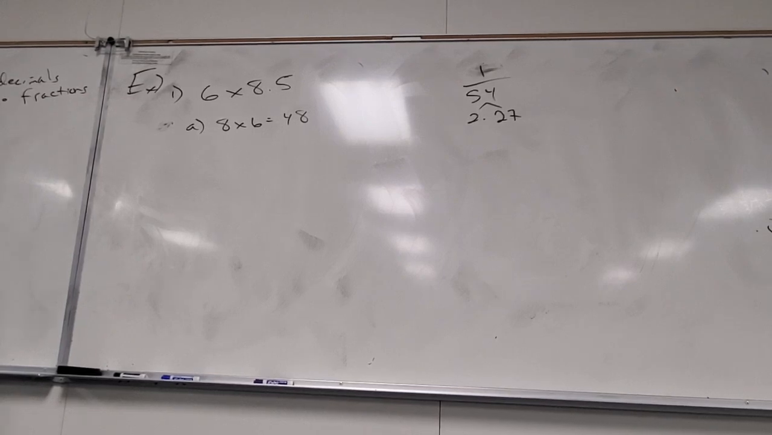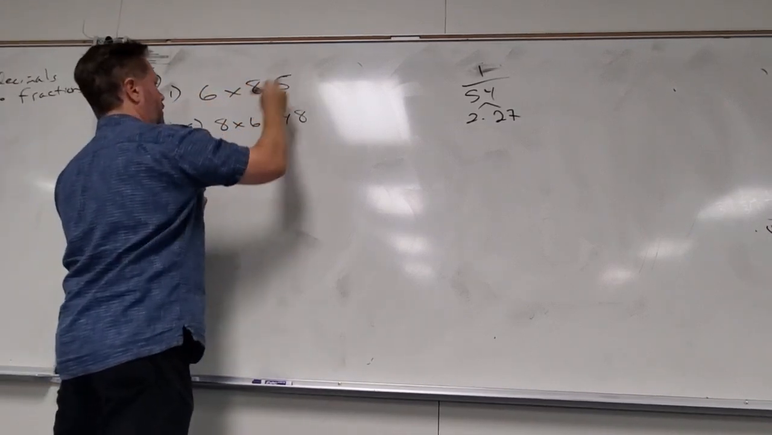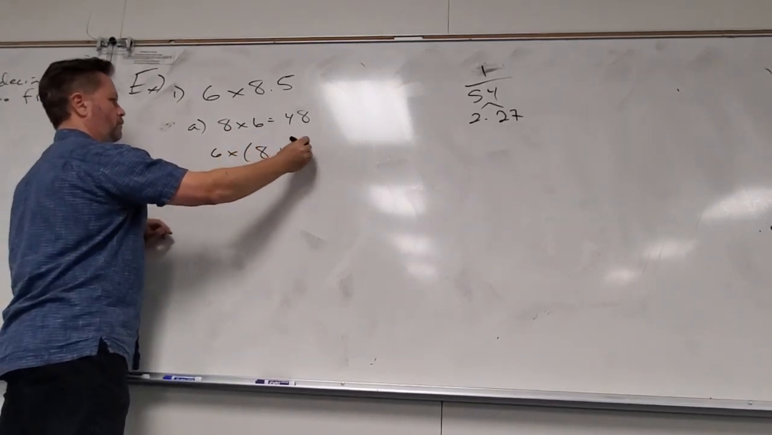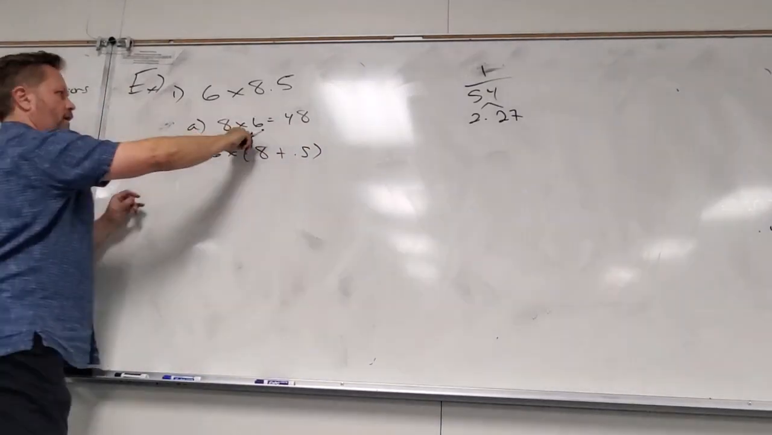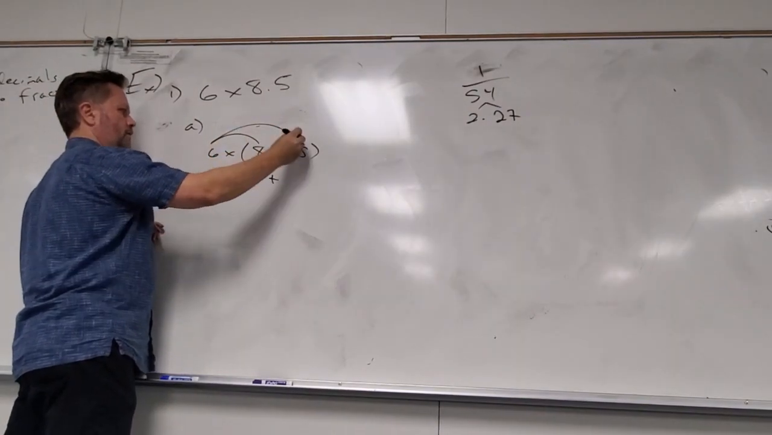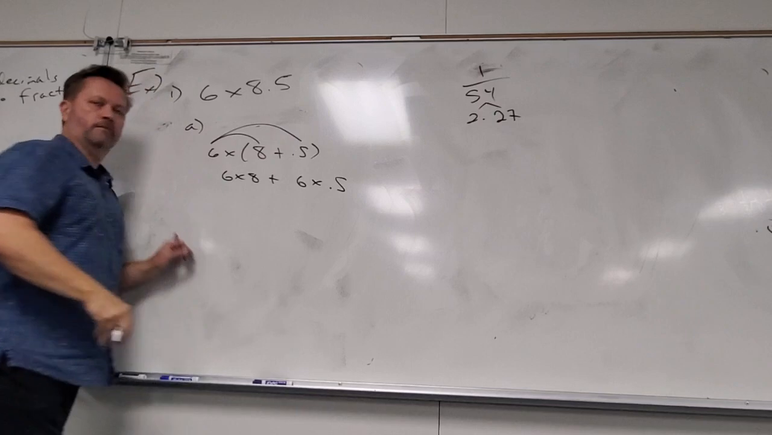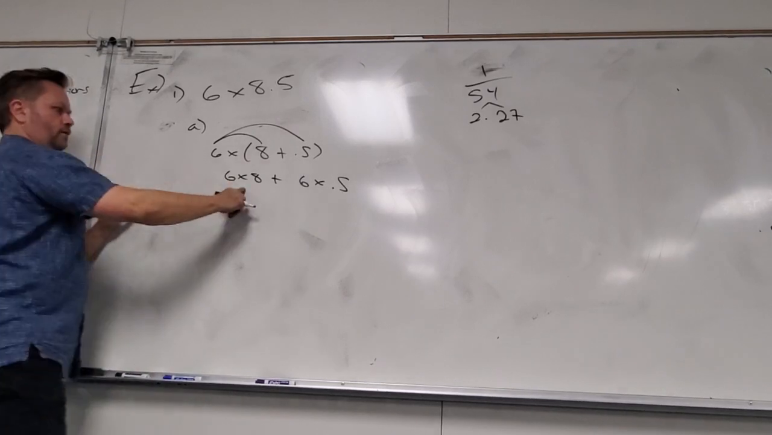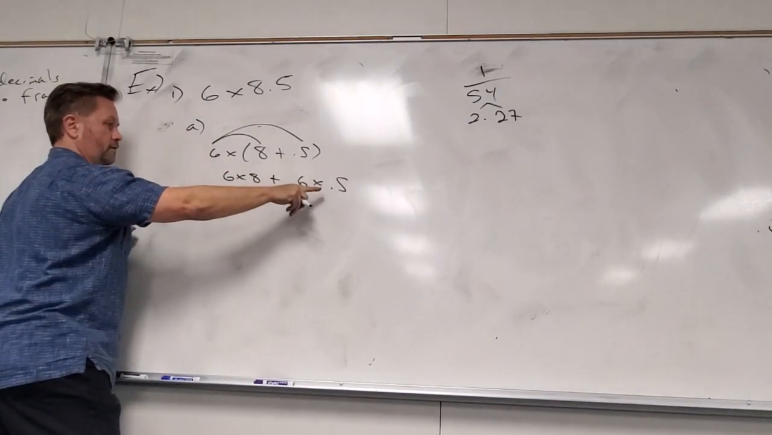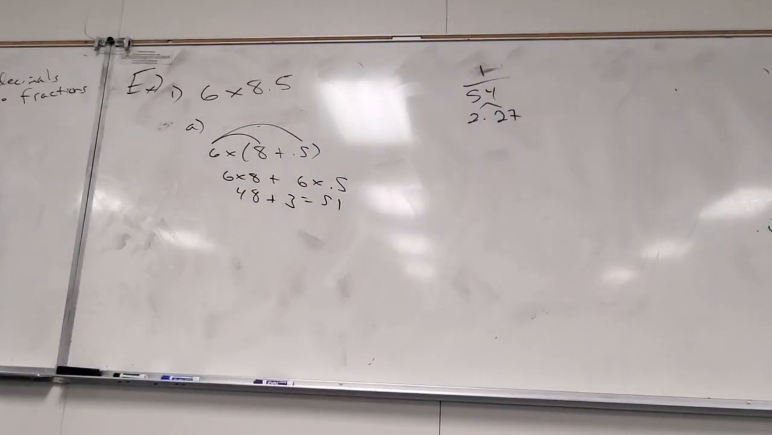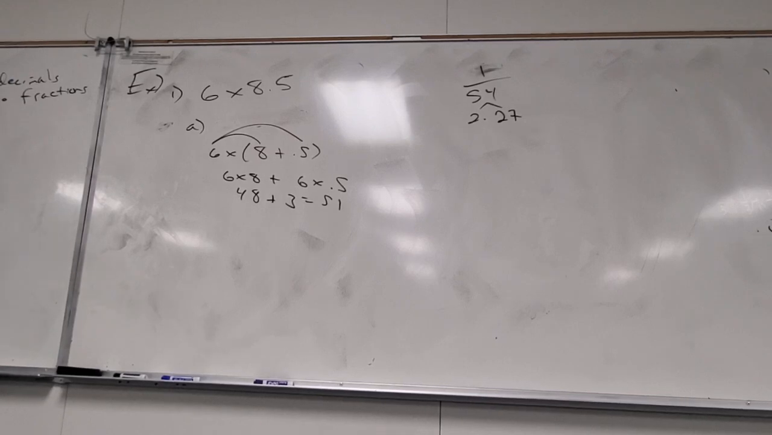Is it 6 times 0.5? Yeah, good. So what you're really doing here is 6 times 8 plus 0.5, right? So 6 times 8 plus 6 times a half. Then that would be 48 plus half of 6, which is 3. Yes, right. Does anyone have a different way to do that?